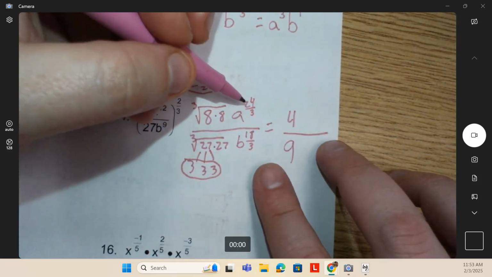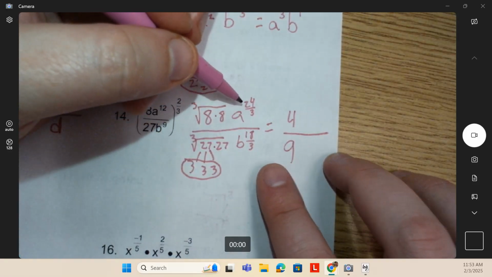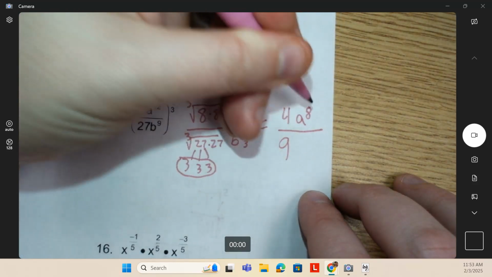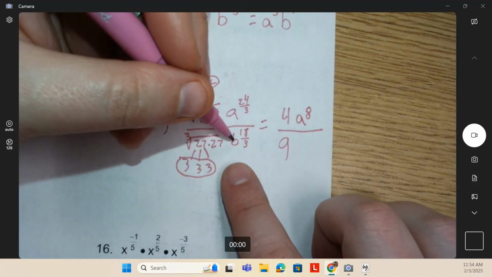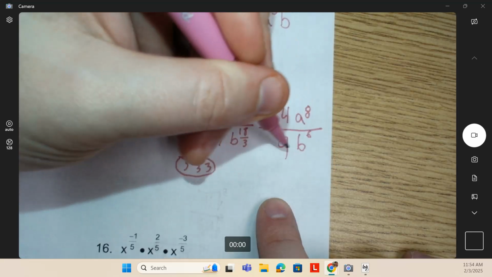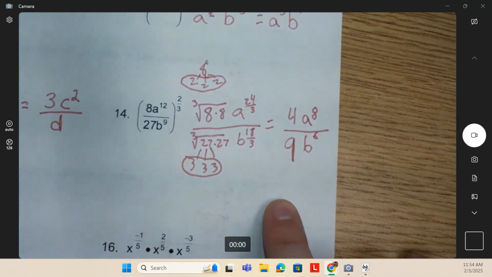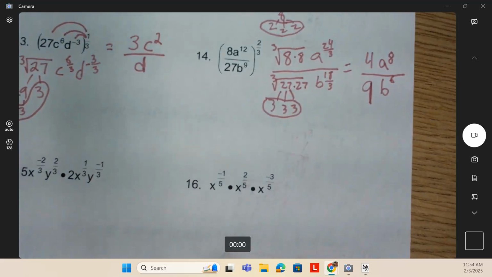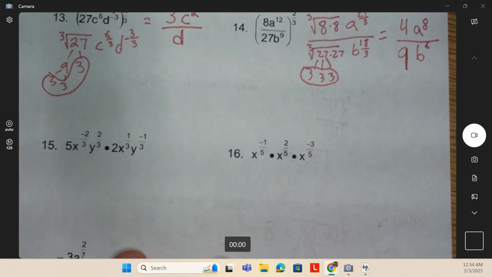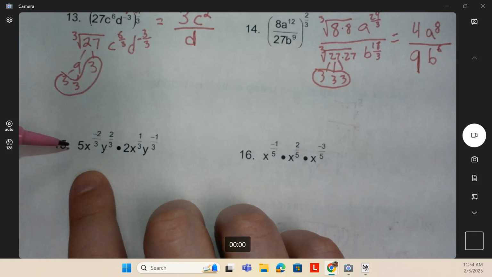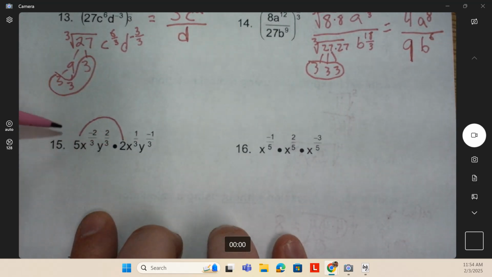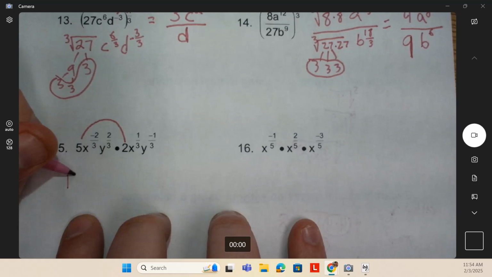Then let's simplify the fractions here. A to the 24 over 3 would give me a to the 8th. And b to the 18 over 3 would give me b to the 6th. Okay, so this keeps going kind of in the same way. Since we're multiplying here, remember we'll multiply everything together that is the same. So 5 and 2 gives me 10.